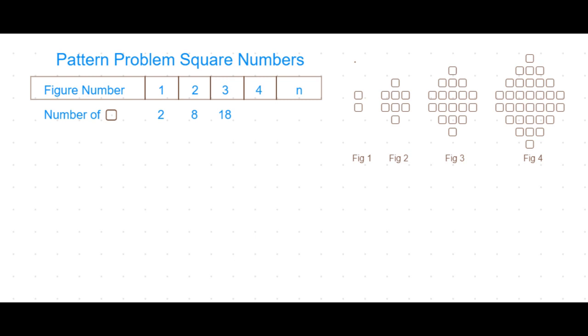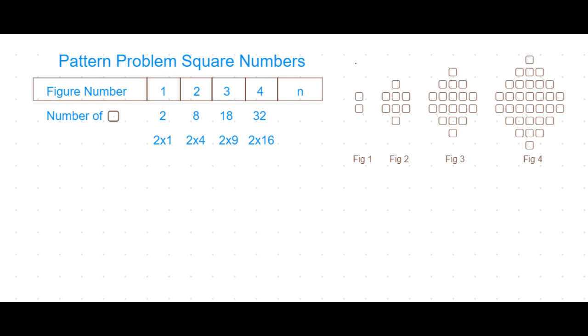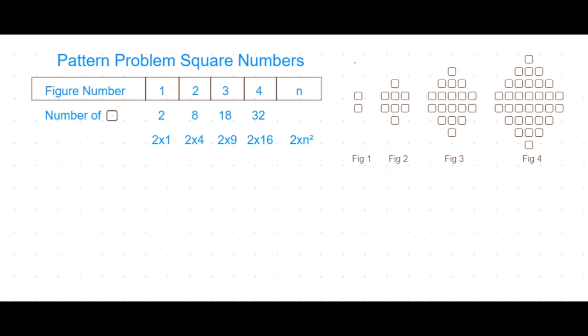In this case, 6 increase, the next one is 10 increase, which is 2 times 5. First one was 2 times 3, then 2 times 5. The next one would be 2 times 7. So 14 increase. For figure 4, the number of squares should be 32. So what are these basically? These can be written as 2 times 1, 8 is 2 times 4, 18 is 2 times 9, and 32 is 2 times 16. So the nth pattern will have 2 times n square.